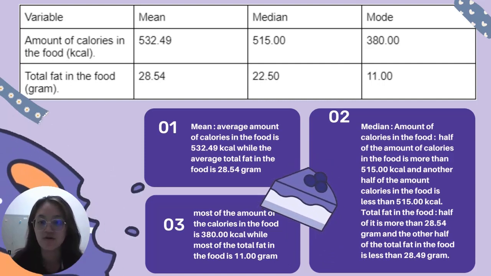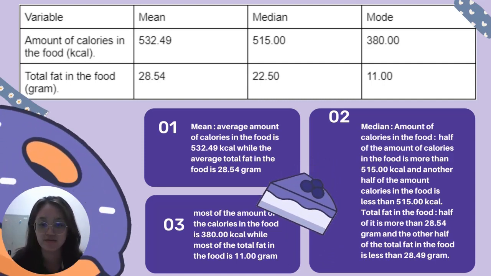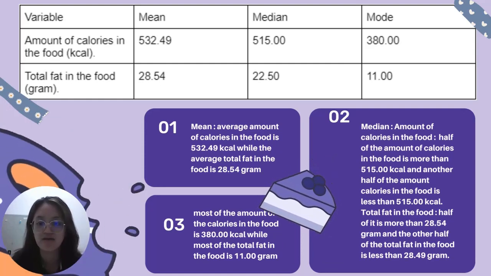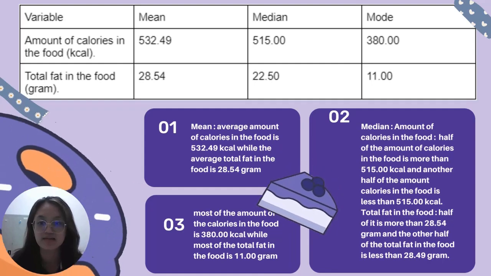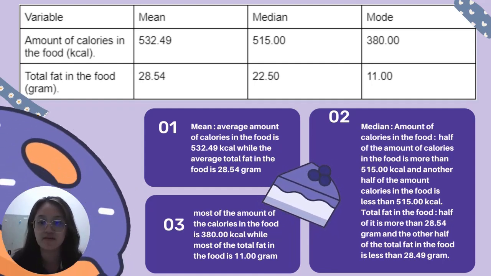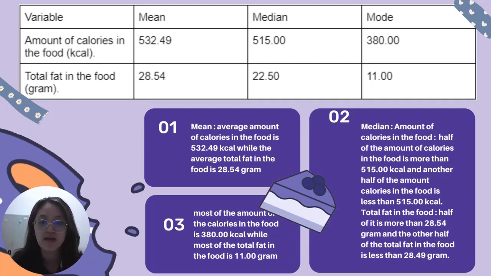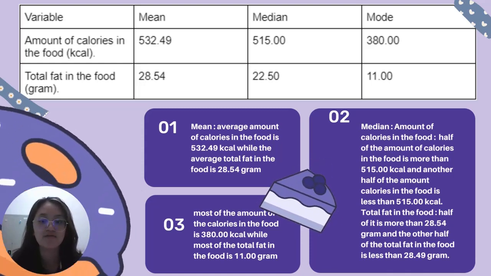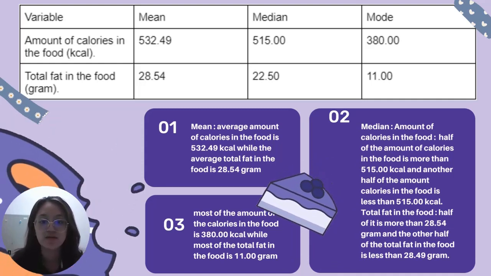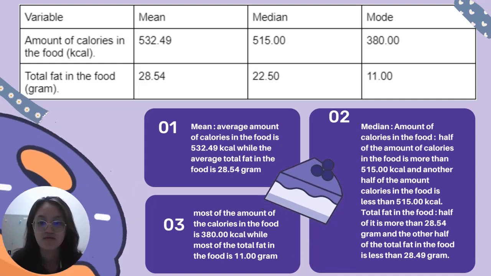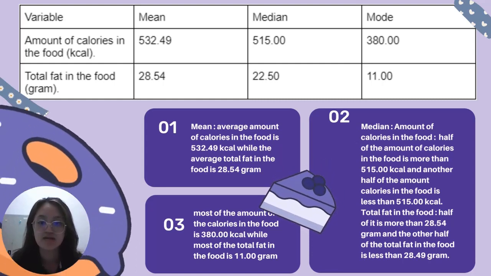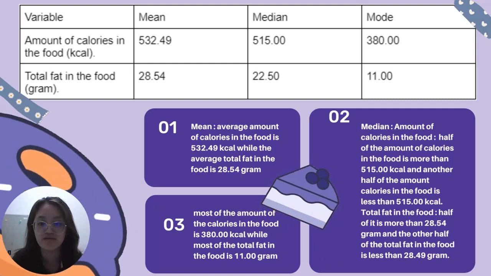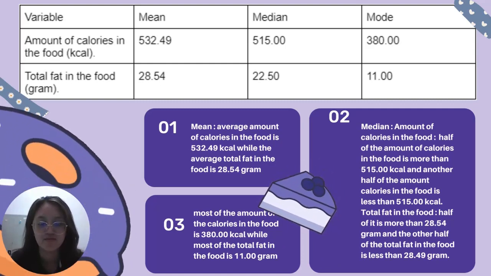It also recorded that half of the amount of calories in the food is more than 515 kilocalories, and another half of the amount of calories in the food is less than 515 kilocalories. For total fat in the food, half of it is more than 28.54 grams, and the other half of the total fat in the food is less than 28.49 grams. Lastly, most of the amount of the calories in the food is 380 kilocalories, while most of the fat in the food is only 11 grams.